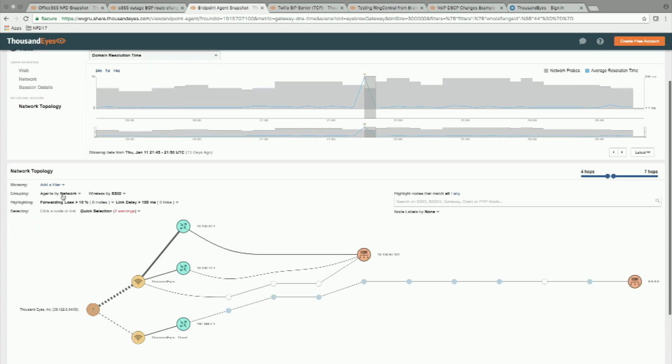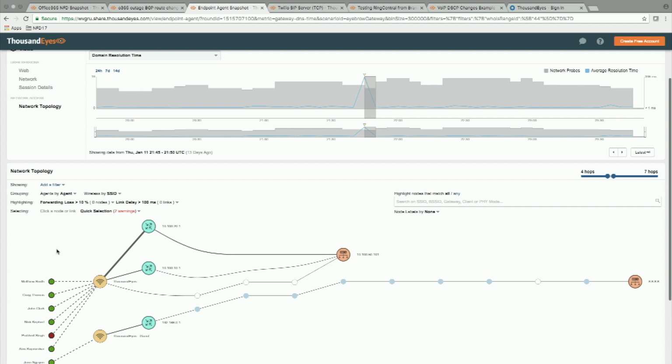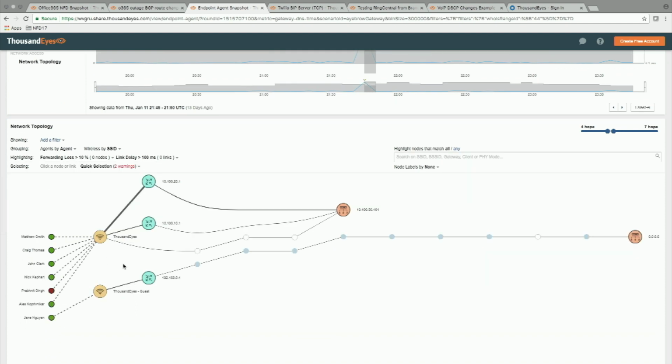I can again group by those agents and see. This is colored by the domain resolution time. Well, he's the only one being impacted, unfortunately. Well, good or bad news. And lots of other people are using that same DNS server, and they're not having problems.